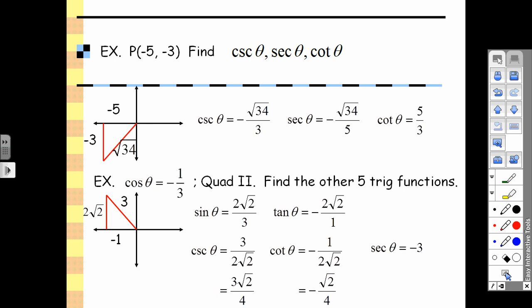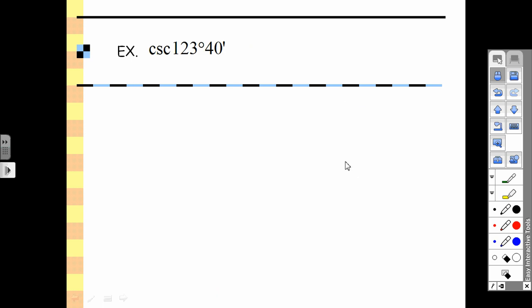Okay, so that is your basic type of triangle questions that you're going to have to do with secant, cosecant, and cotangent. But now what we're going to do is some calculator work. On your calculator, you only have sine, cosine, and tangent. We don't have cosecant, secant, and cotangent buttons, unfortunately. So we have to be a little creative in the way that we use our calculator.